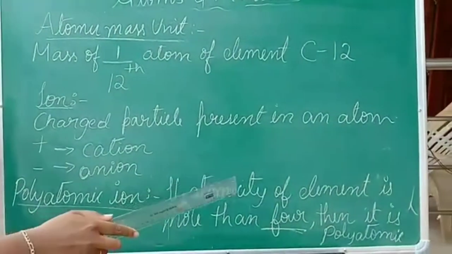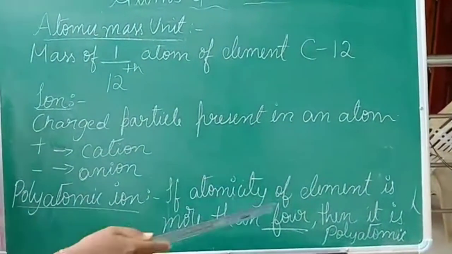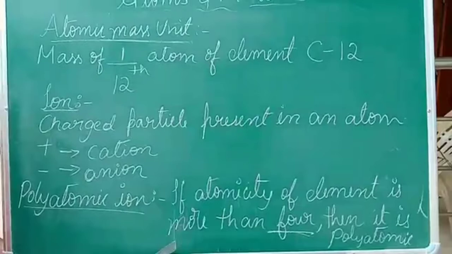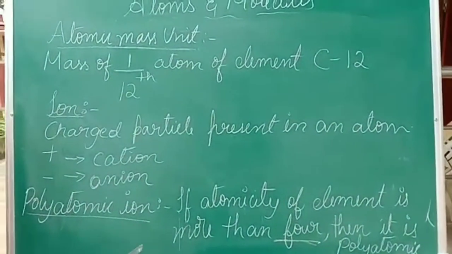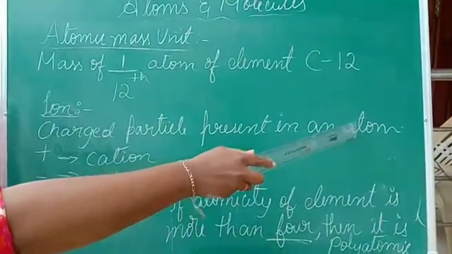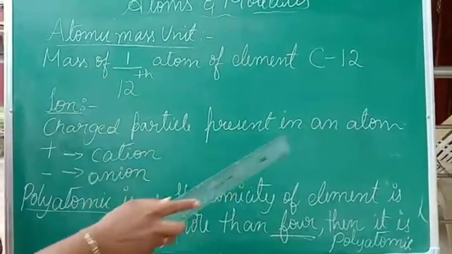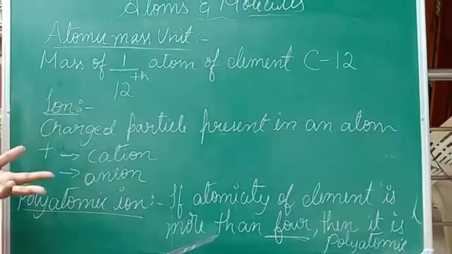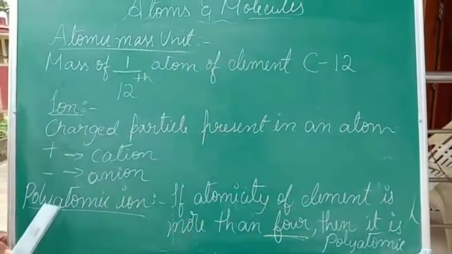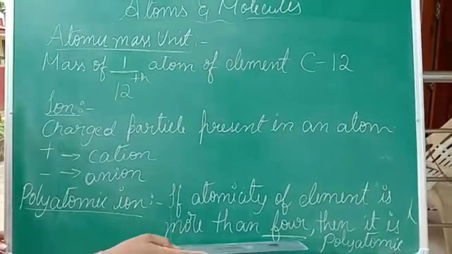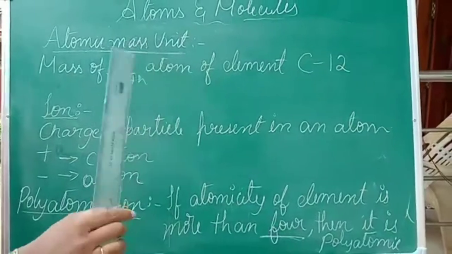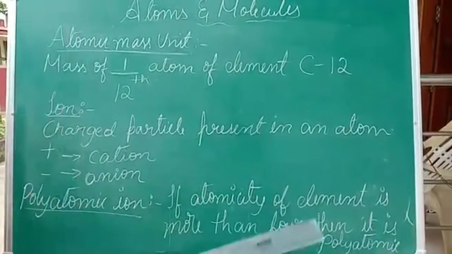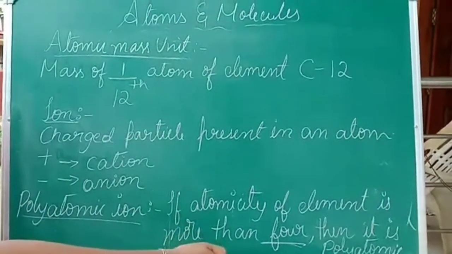If the atomicity of an element is more than 4, then it is a polyatomic ion. Atomicity means the capacity of an atom. Now, if the atomicity of an element is more than 4, it comes under the group of polyatomic. Always remember, poly indicates the number 4. If atomicity is more than 4, it comes under polyatomic ion.